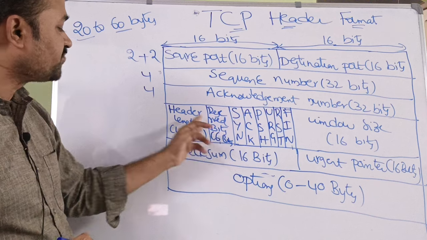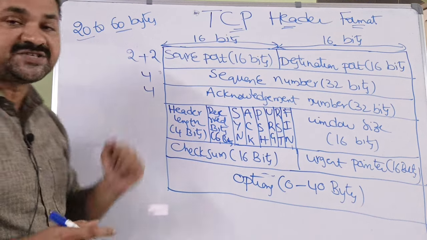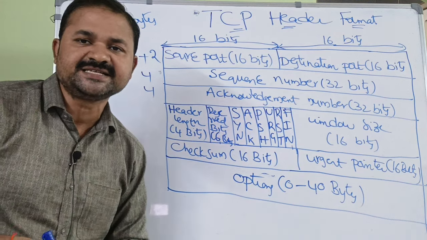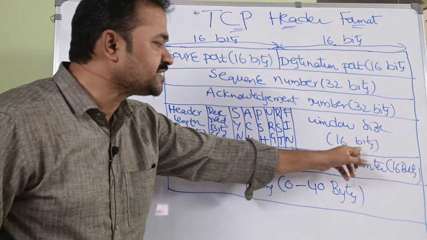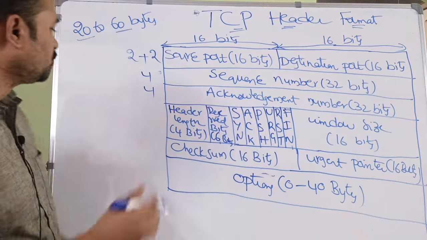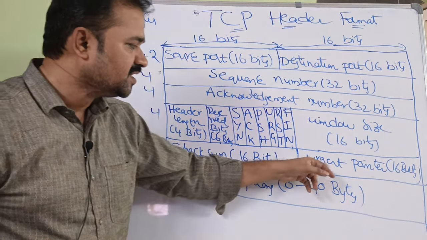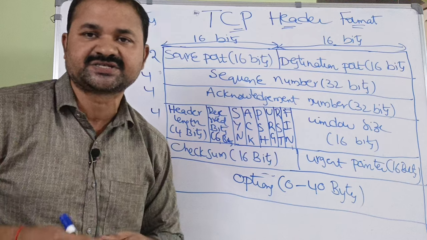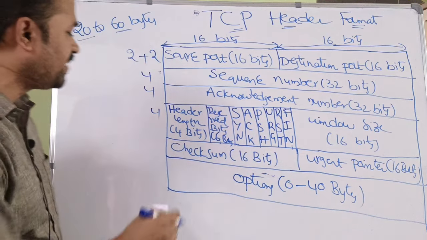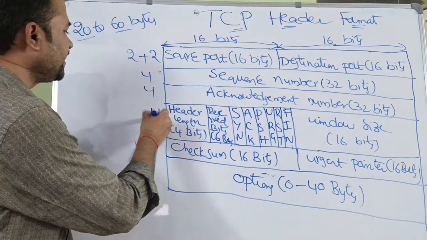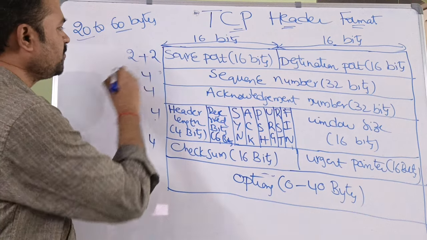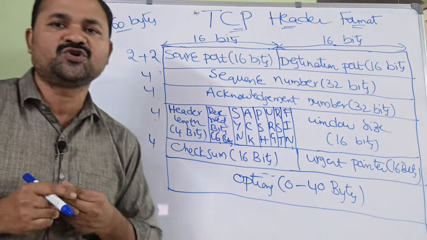So 6 plus 6, 12, 12 plus 4, 16. 16 bits is nothing but 2 bytes. Window size capacity is 16 bits. So 2 plus 2 means 4 bytes. Next, checksum 16 bits. Urgent pointer 16 bits. So 2 bytes plus 2 bytes, 4 bytes. So 4 plus 4, 8, 8 plus 4, 12, 12 plus 4, 16, 16 plus 4, 20.